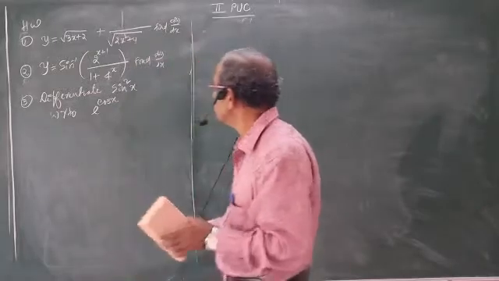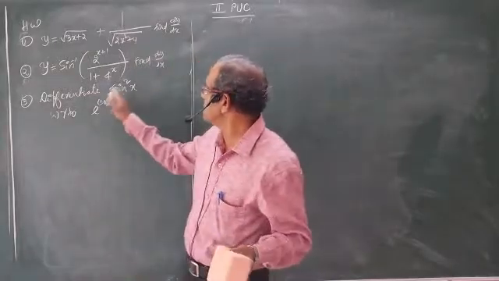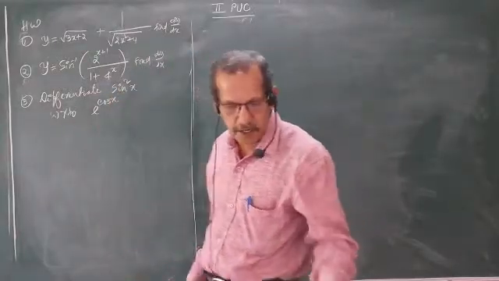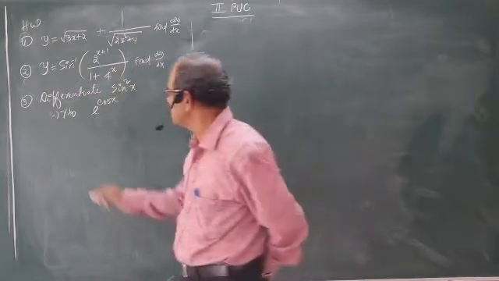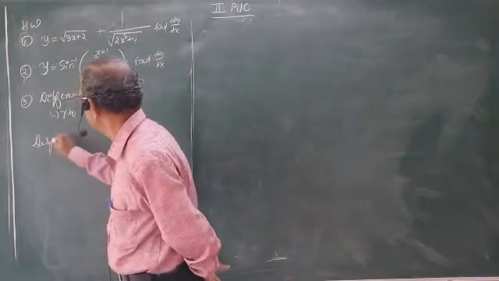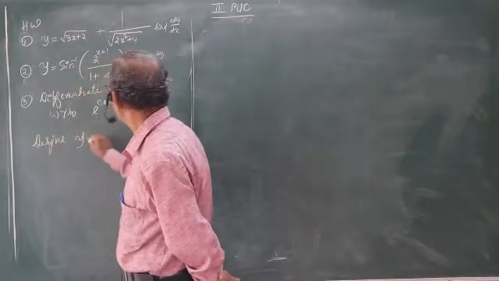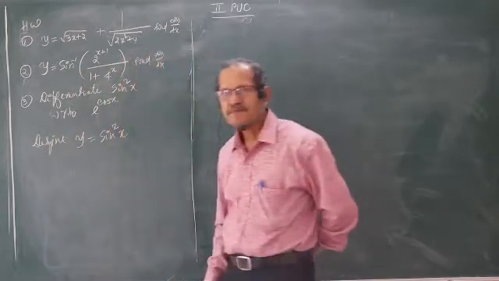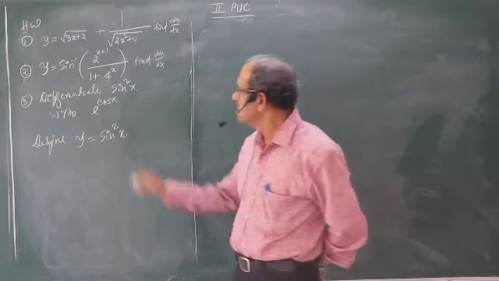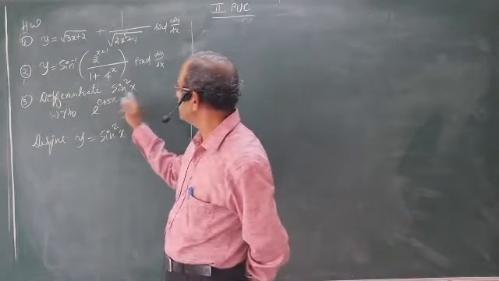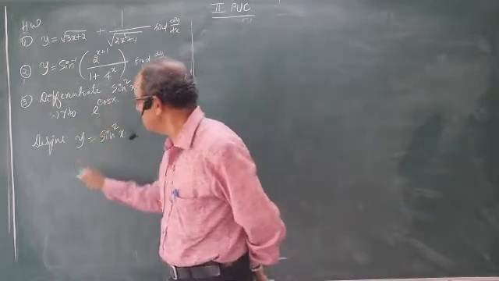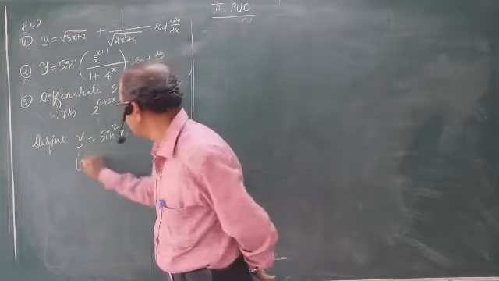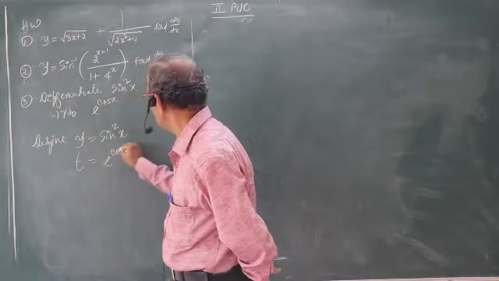Differentiate sin square x with respect to e to the power cos x. Parametric differentiation. Let me define it like this: y equal to sin square x. Differentiate sin square x with respect to... so, can't write x, don't write x. Let it be t, e to the power cos x.